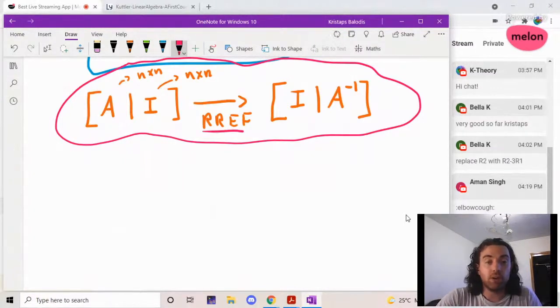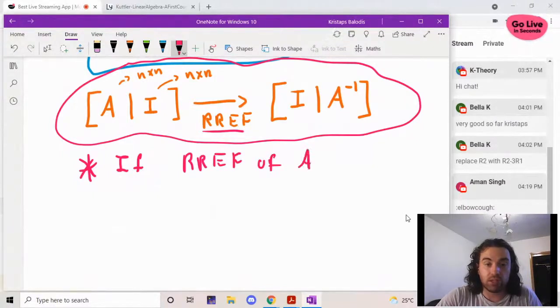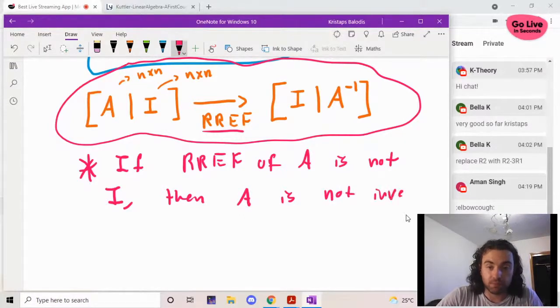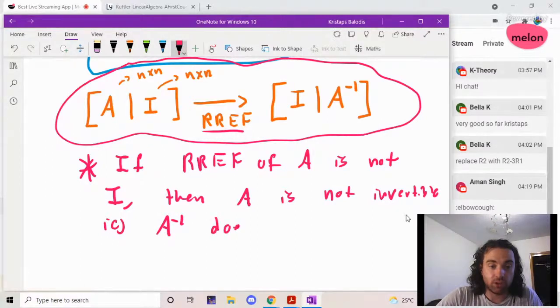But remember, just to be extra clear, I should put a warning here. If the REF of A is not I, then A is not invertible. In other words, A inverse does not exist.